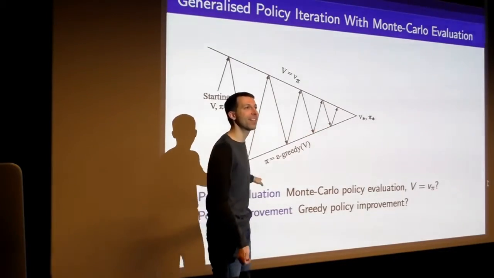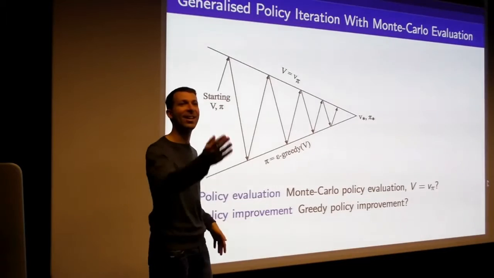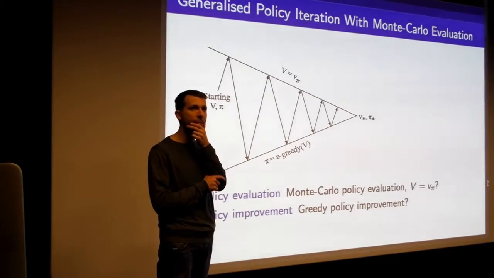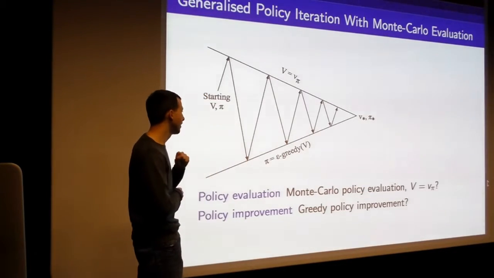So what's wrong? Can anyone think? There's actually two problems with this. Okay, good. So when you're running your trajectories, if you follow your policy, then you're not going to explore very well. Okay, great. So that's one of the two problems.